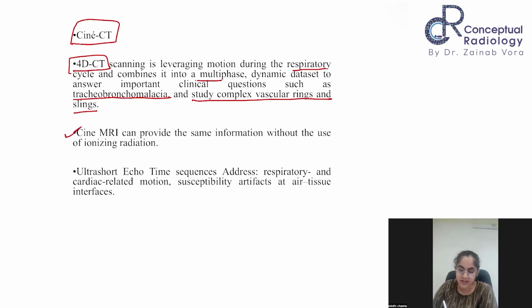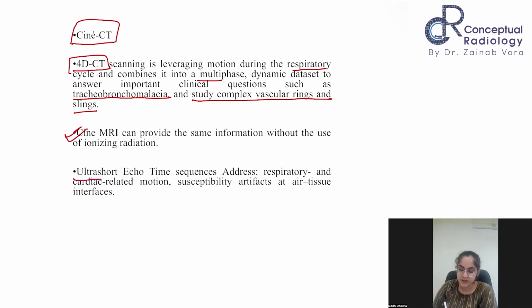Again, the cine MRI is similar to cine CT, and the contiguous acquisitions are done. But the advantage over CT is that because of the contiguous acquisition, CT gives a lot of radiation dose to the children, and that we can avoid by doing a cine MRI. But the problem with cine MRI is that it has a longer acquisition time, so we have to sedate the patient, and otherwise it can provide us similar information.